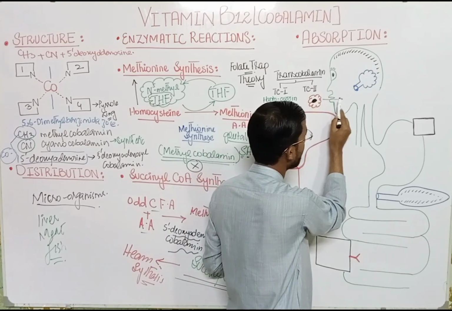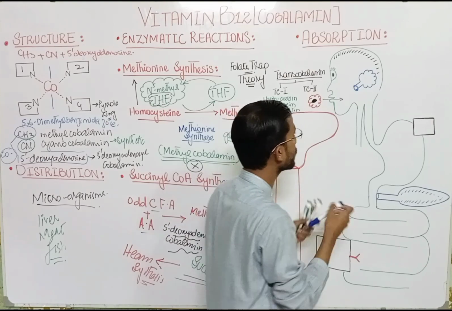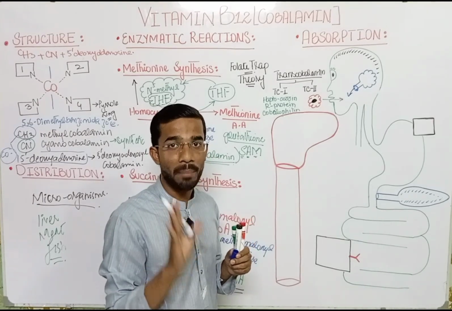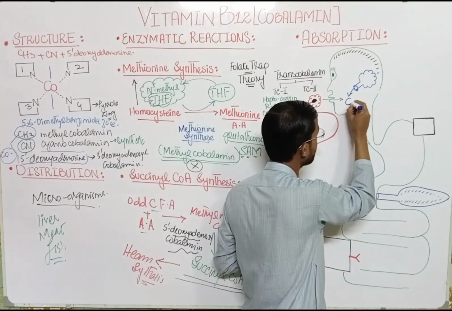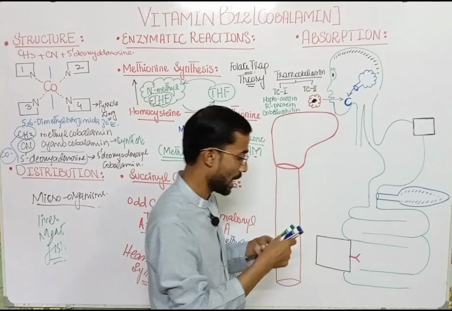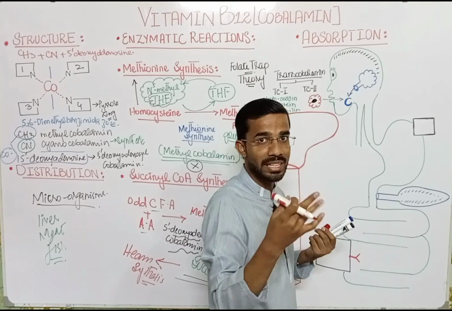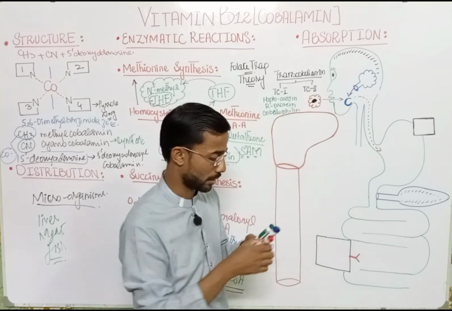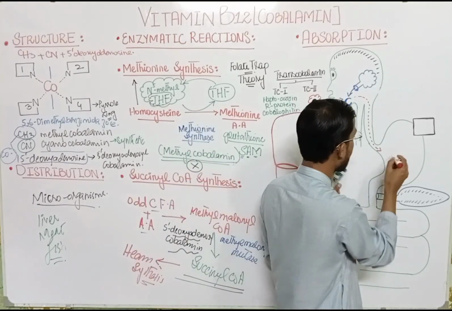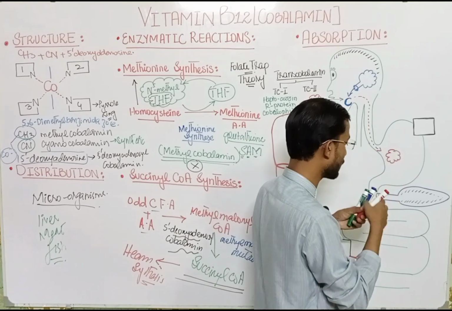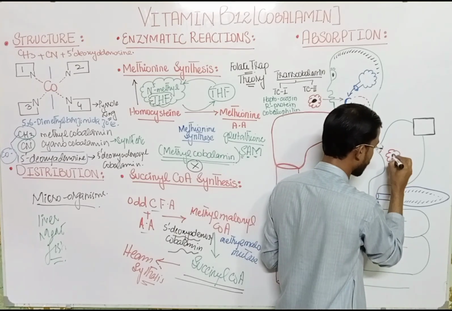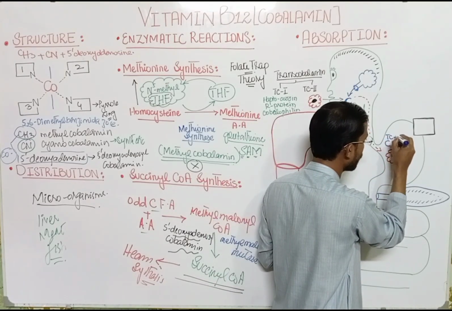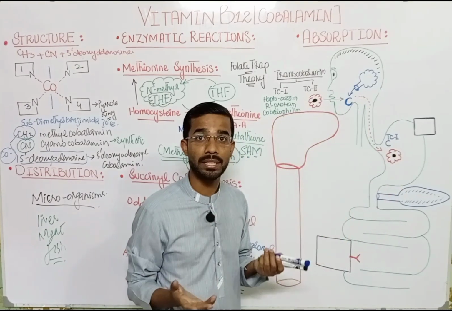If this is in the mouth, you will see the production of saliva. When this saliva is produced, in this saliva there is transcobalamin 1. Now the food along with this saliva moves into the esophagus and ultimately reaches the stomach. This is the food, which contains the cobalamin, and here you see the transcobalamin 1, which is present in the saliva.